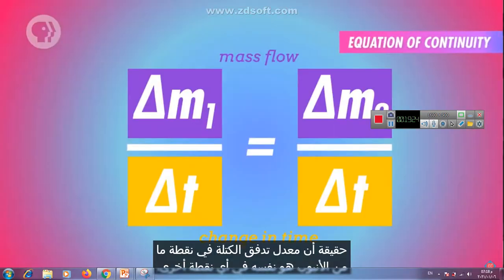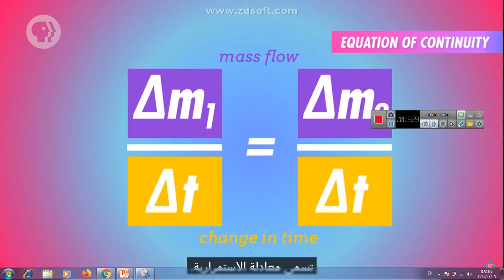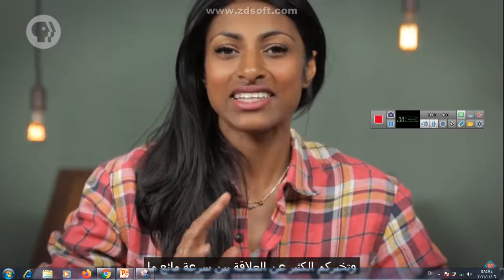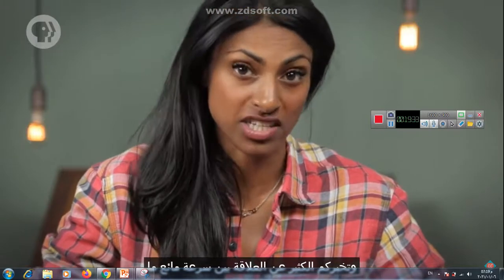This fact that the mass flow rate at one point of the pipe will be equal to the mass flow rate at any other point is called the equation of continuity. And it can tell you a lot about the relationship between the velocity of a fluid and the cross-sectional area of the pipe that it's flowing through.